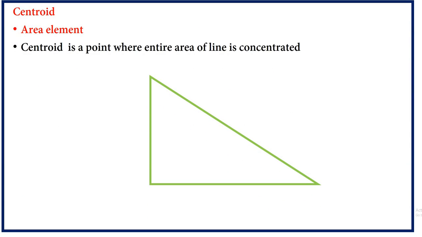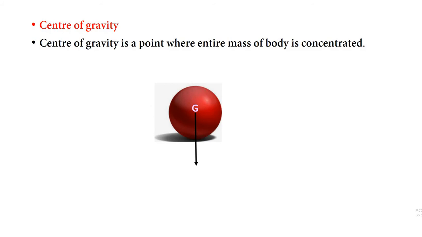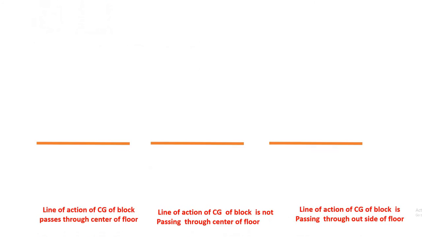Now this area element, a right angle triangle, right? And where is the CG of this triangle? Where all the medians of this triangle meet, right? So this is the centroid of the area element. Now for the volume element, we are using the term center of gravity, and center of gravity is the point where the entire mass of the body is concentrated.